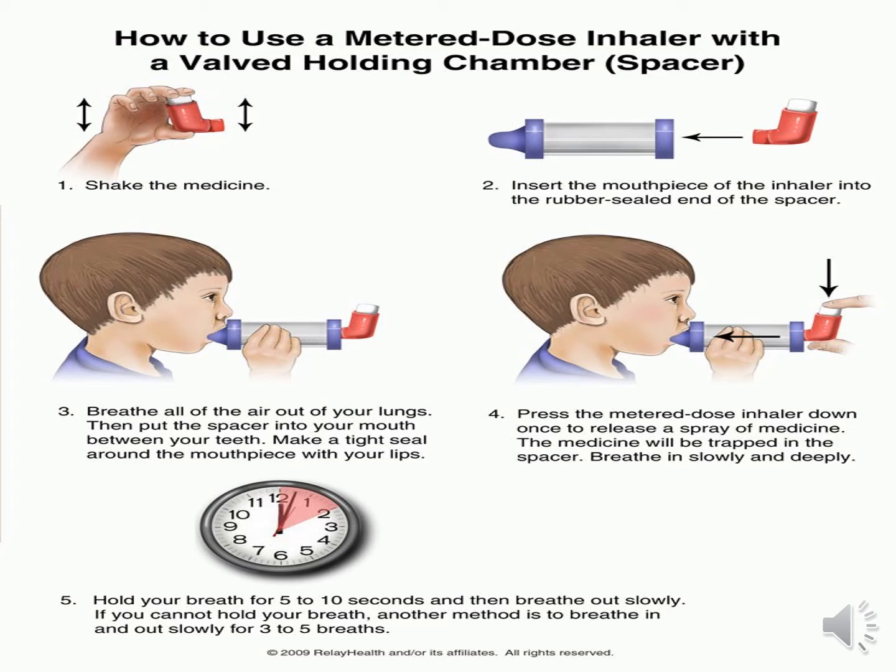They should press the metered dose inhaler one time to release a spray of medication. The medicine will be trapped in the spacer. Then they will breathe in slowly and deeply. They should hold the breath for 5 to 10 seconds and then breathe out slowly. If they cannot hold their breath, they can breathe in and out slowly for 3 to 5 breaths.